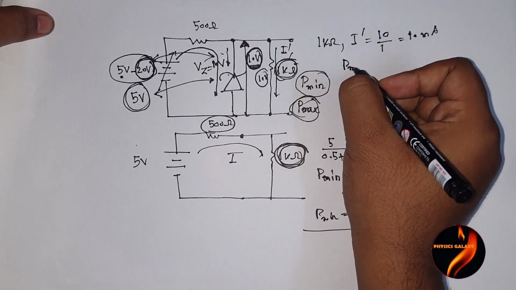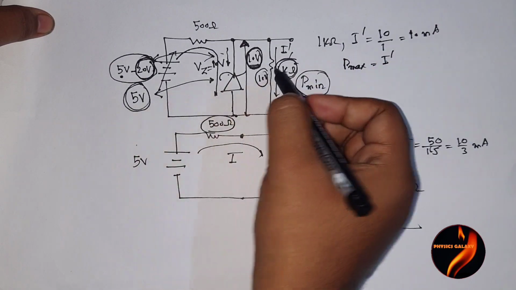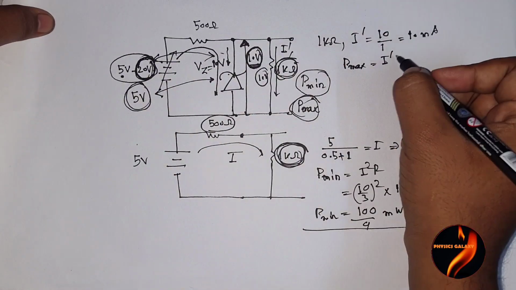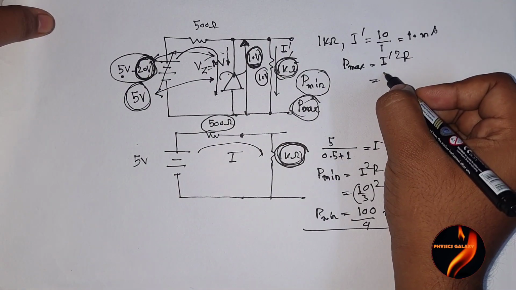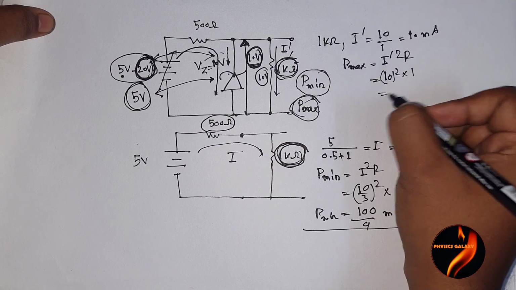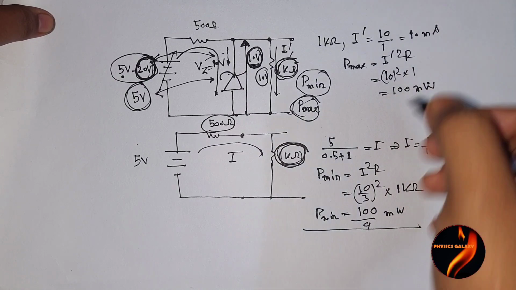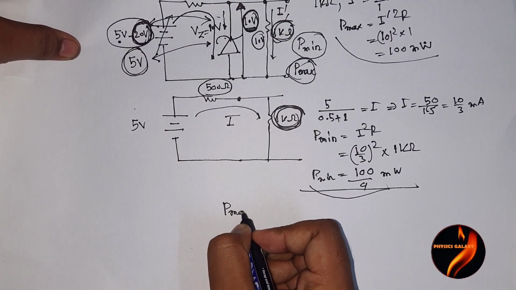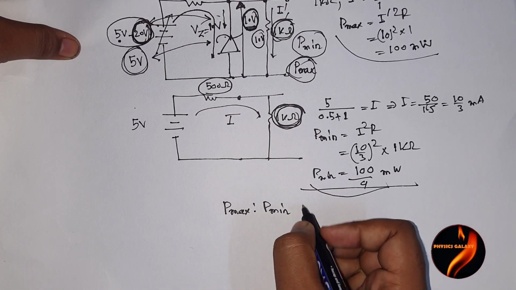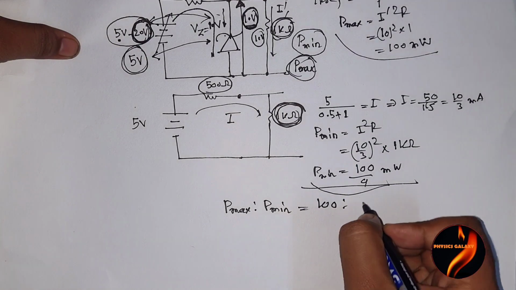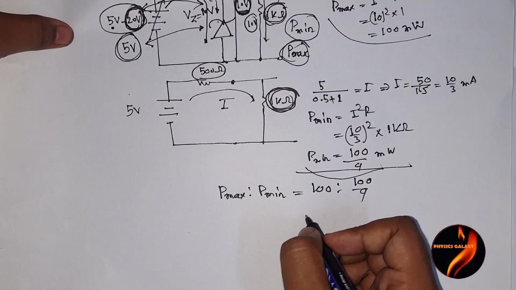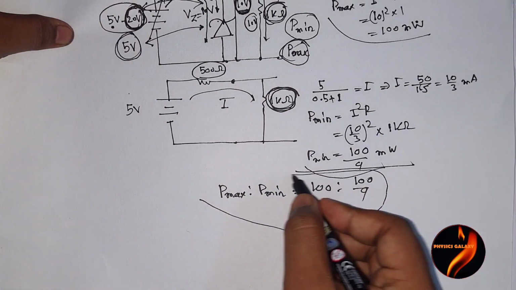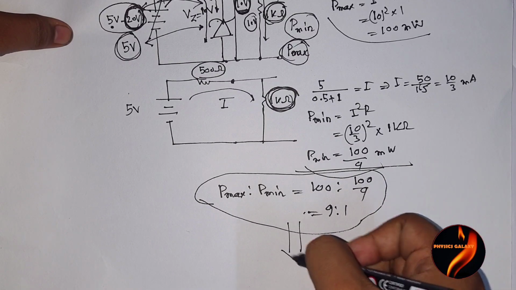So the maximum power dissipated here, when maximum voltage is applied to this circuit, will be equal to I square R. So I is 10, square it, R is 1, means 100 milliwatt. So the maximum power is this one and the minimum power is this one. We have to find out the ratio of these two terms. So the ratio is nothing but 100 is to 100 by 9. This will give me 9 is to 1. So this is the ratio for this problem, and this is the final answer for this problem.